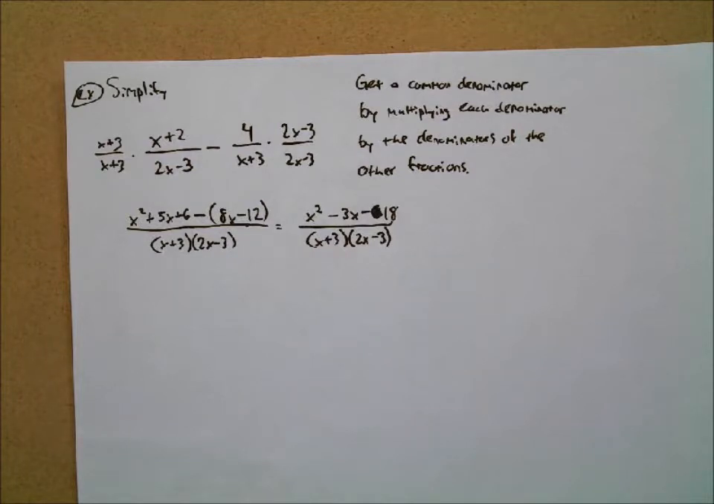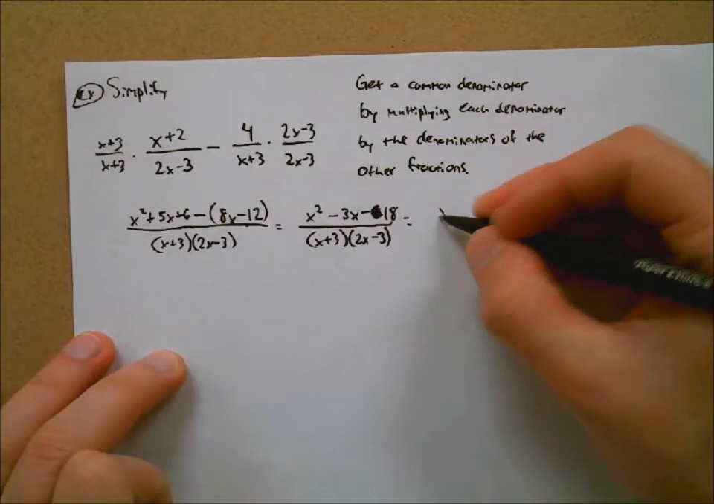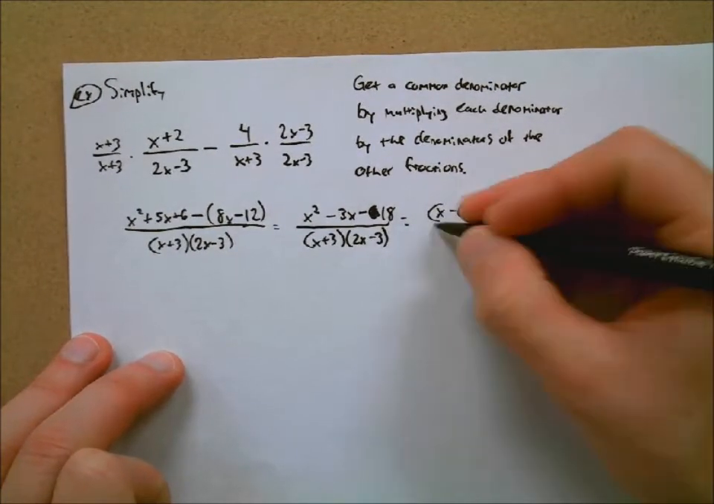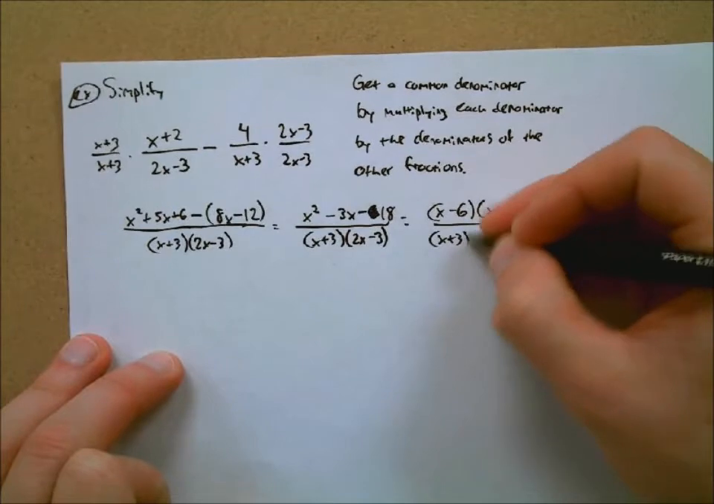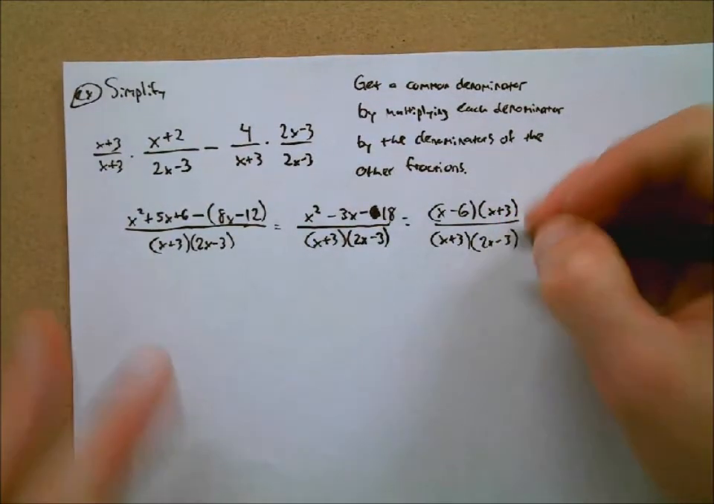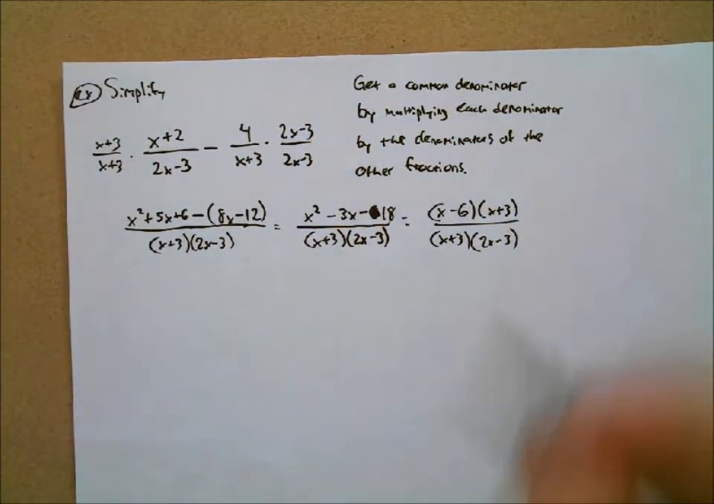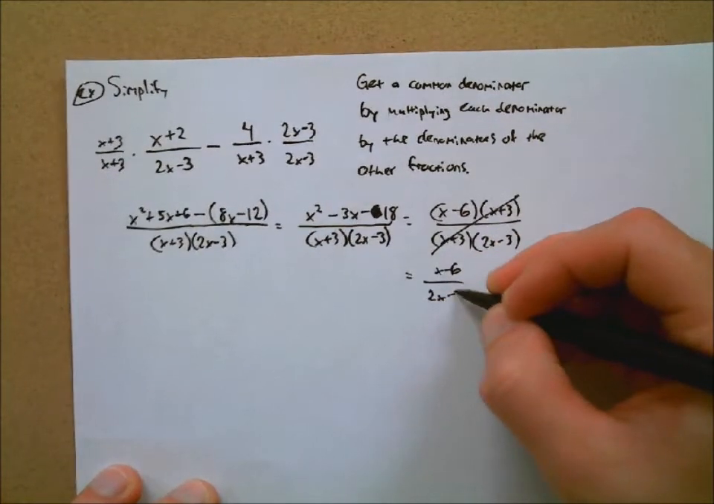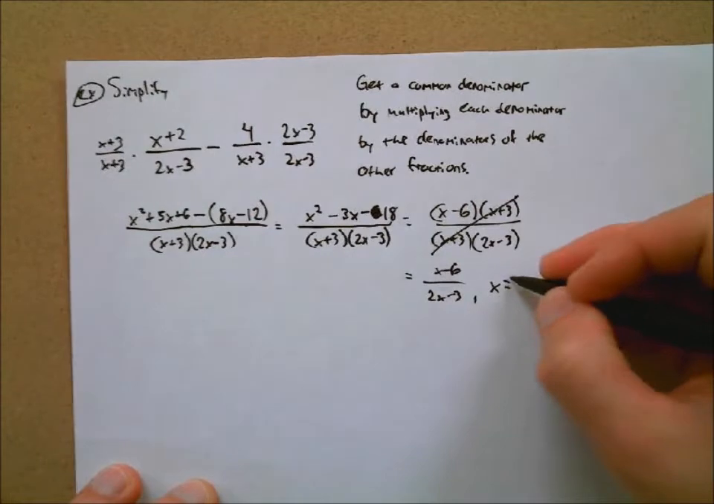Yes. Does it factor? What does it factor to be? Let's see here. Negative 6 and positive 3. Okay, like so. And the x plus 3's can cancel, and we're left with x minus 6 over 2x minus 3. And again, that's all equal as long as x is not equal to negative 3.